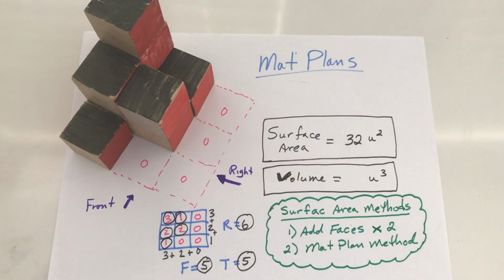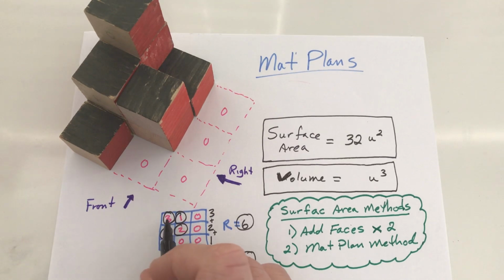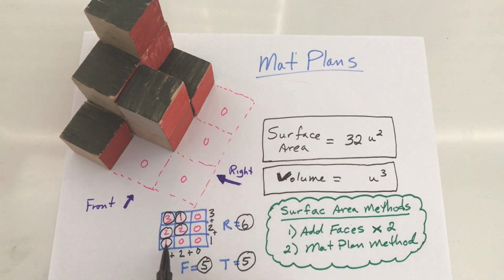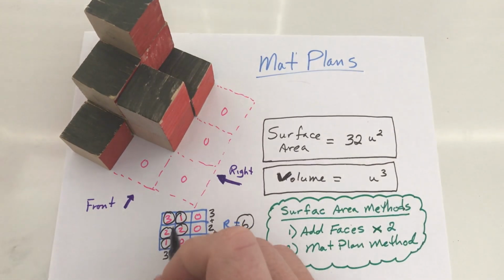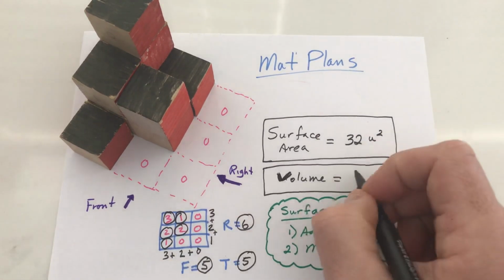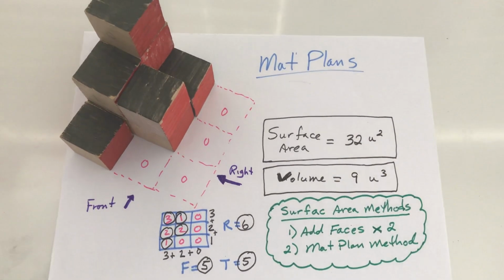Next, if I want to find the volume, I just use the mat plan numbers I just circled and add those numbers up. So I've got 1 plus 2 plus 2 is 5, 3 plus 1 is 4, so I have a total of 9 cubes altogether. Let me just make sure that's right: 3, 5, 9. So 9 units cubed. And that's your final answer. That's how you're going to use mat plans to solve it.